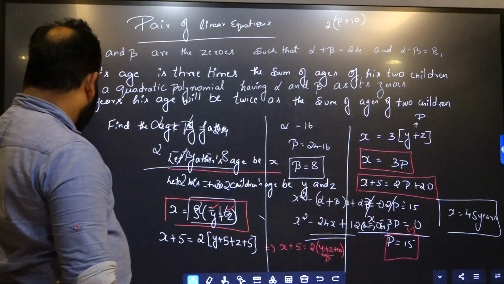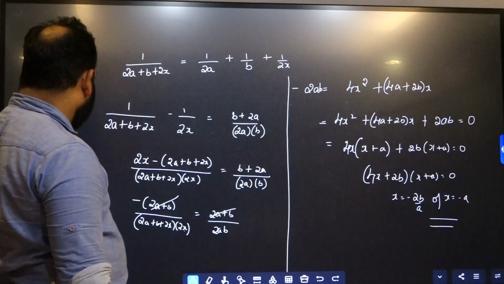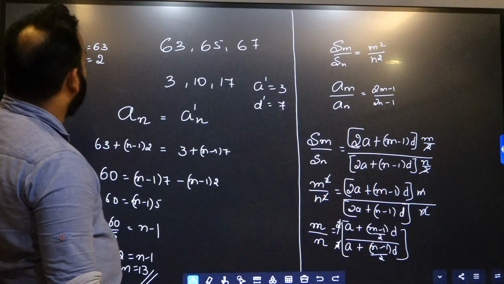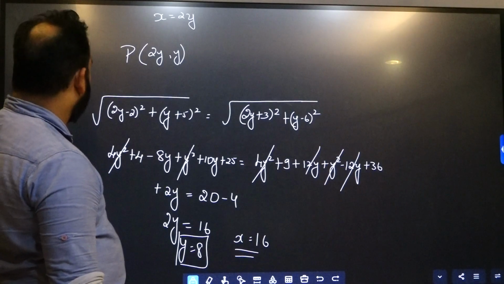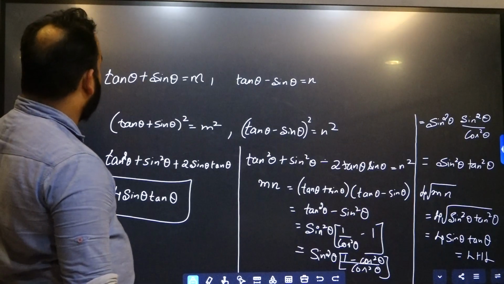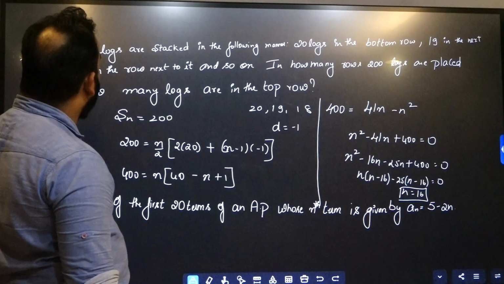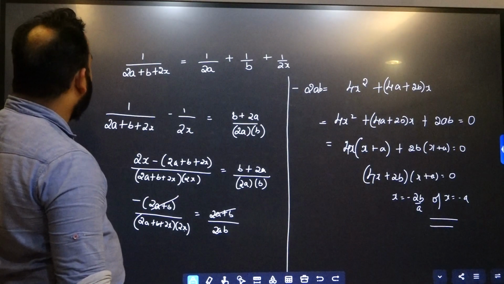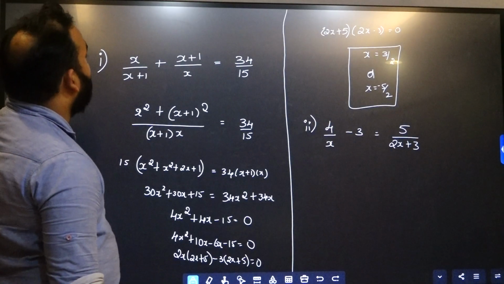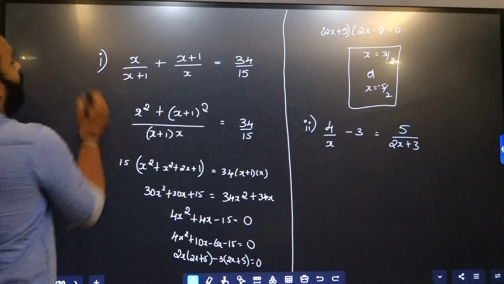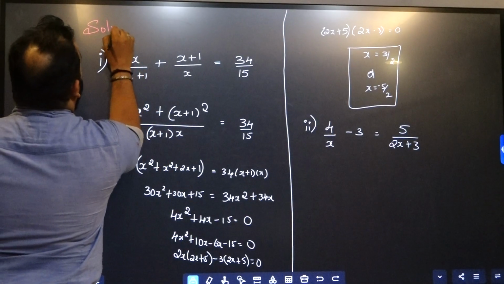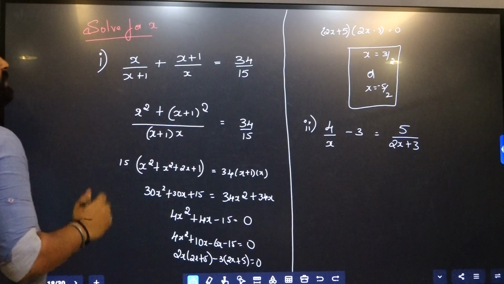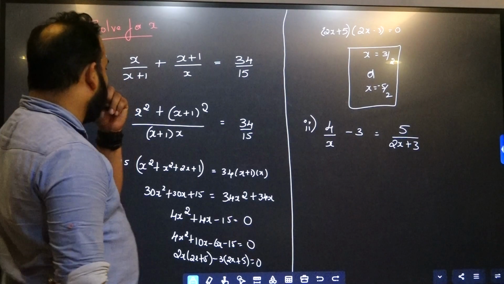So question number 10. Look at this, children. A question from the chapter Quadratic Equation. Very important one. We'll try to solve that. I'll explain this. Another important and interesting question, I would say. So they have given x by x plus 1 plus x plus 1 by x is equal to 34 by 15.